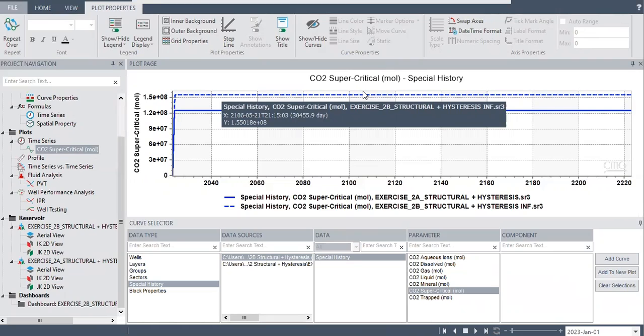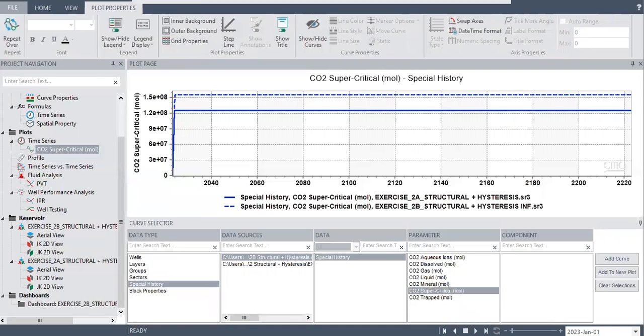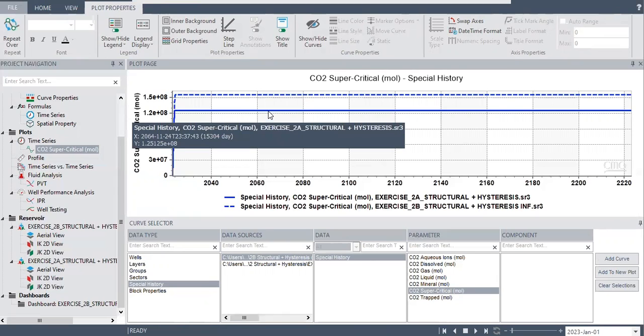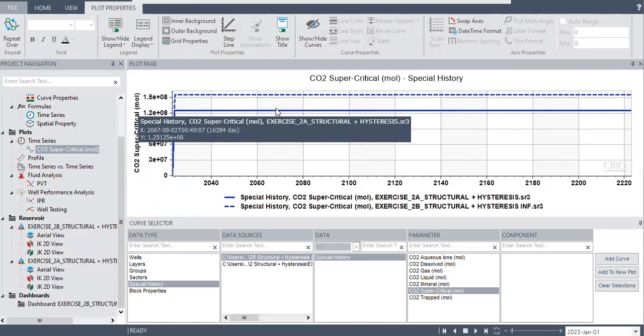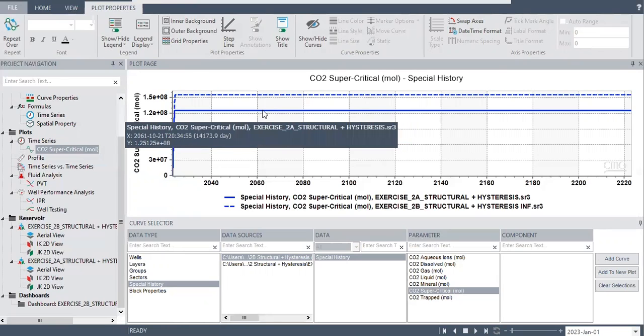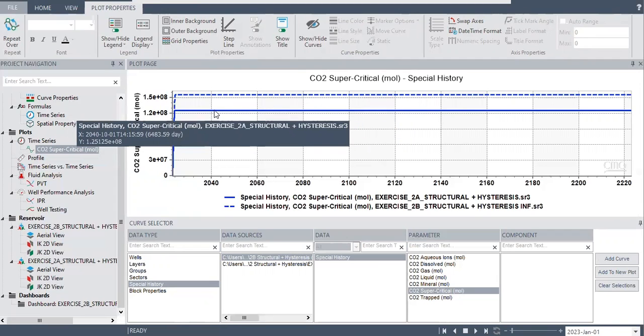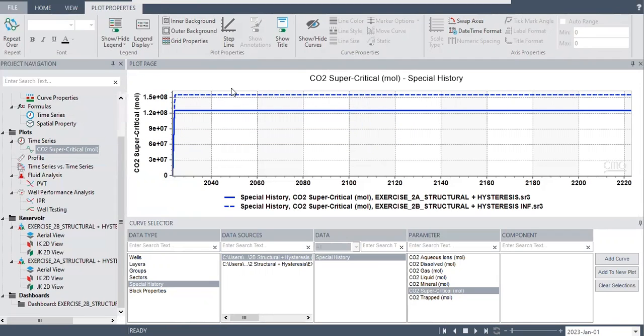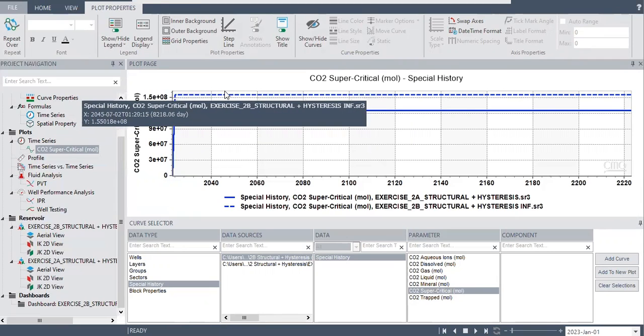okay? Because we haven't reached the maximum bottom hole pressure constraint in the case of infinite aquifer. Okay, that's why we can inject more within the time frame of the injection period. But in the case of the limited reservoir, the volume is limited, so we arrive at the constrained bottom hole pressure very quickly. So that's why we inject more CO2 in the case of the infinite aquifer.